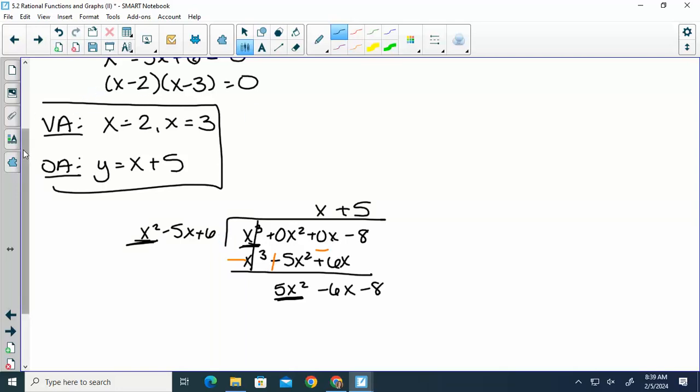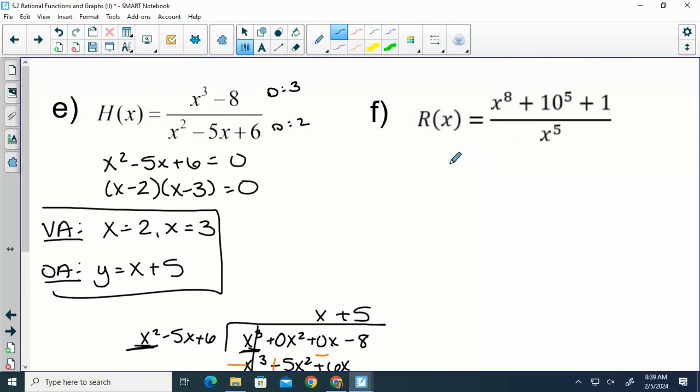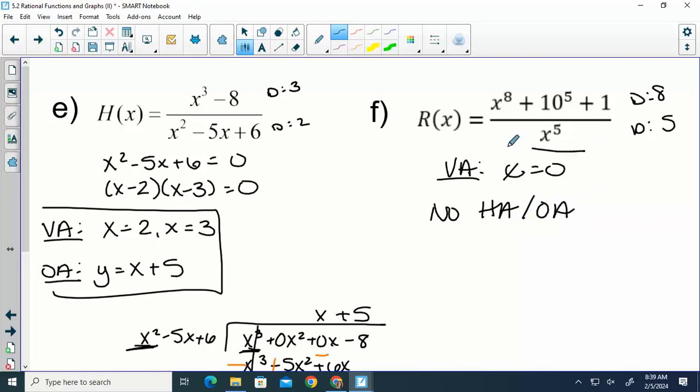So second one. Vertical asymptote, what makes the bottom 0? So x equals 0. What's the degree of the top? Bottom? So the top is bigger, that means it can't be horizontal, but it's more than one bigger, so that means it can't be oblique. So this one doesn't have horizontal or oblique. It will not have to have all the different types.